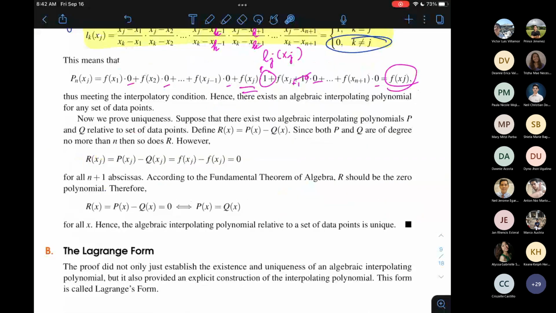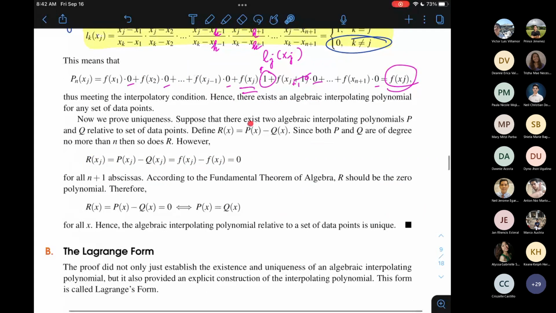So to prove uniqueness, I assume that there exist two algebraic interpolating polynomials, say P and Q, relative to the set of data points. Remember, pag sinabi nating algebraic interpolating polynomials, by the way, I defined it in the modules, kapag meron kang n plus 1 data points, lagi ang degree ng mga algebraic interpolating polynomial ay hindi lalagpas ng n. It is at most n.